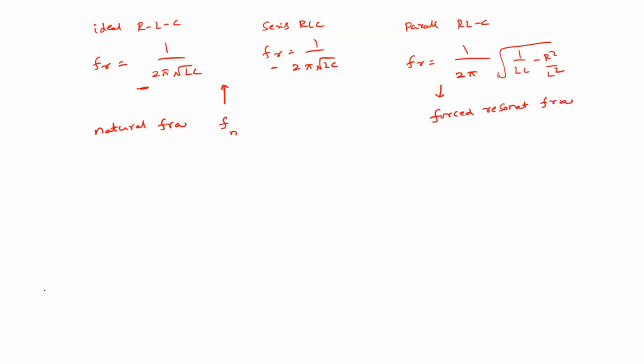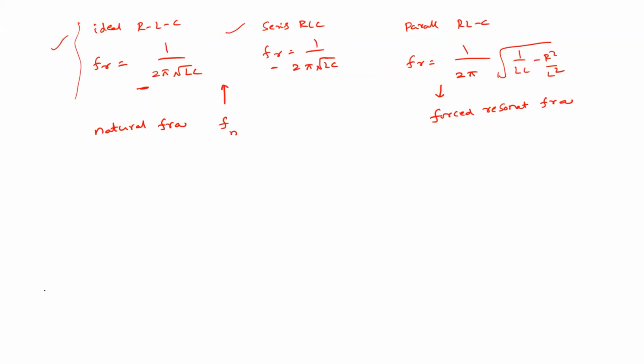So this is sometimes represented as a forced resonant frequency. For any circuit, the basic formula for the resonant frequency is either this one or this one. But because this parallel RLC circuit will never exist in ideal form, we are forced to modify the circuit. That's why it is known as forced resonant circuit.